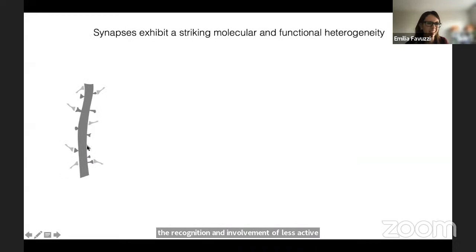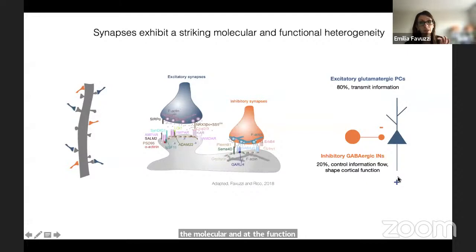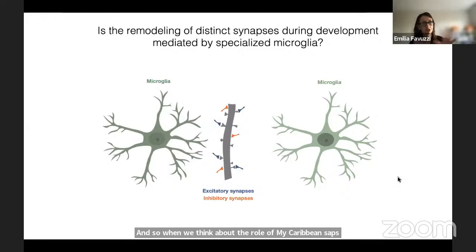But synapses are not really how I depicted them here. They're more like this, heterogeneous. And that is true at both the molecular and at the functional level. And the best example of this is the dichotomy between excitatory and inhibitory synapses. So when we think about the role of microglia and synapse pruning, we really don't know whether they are generic effectors of synapse pruning or if they can discriminate between distinct types of synapses.